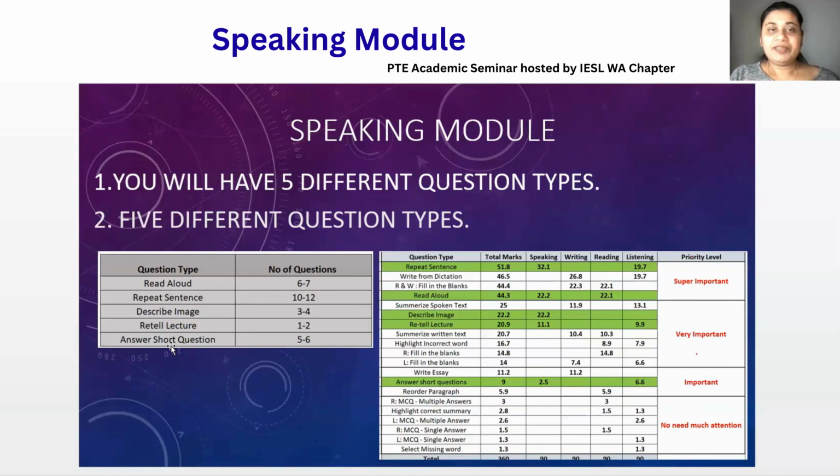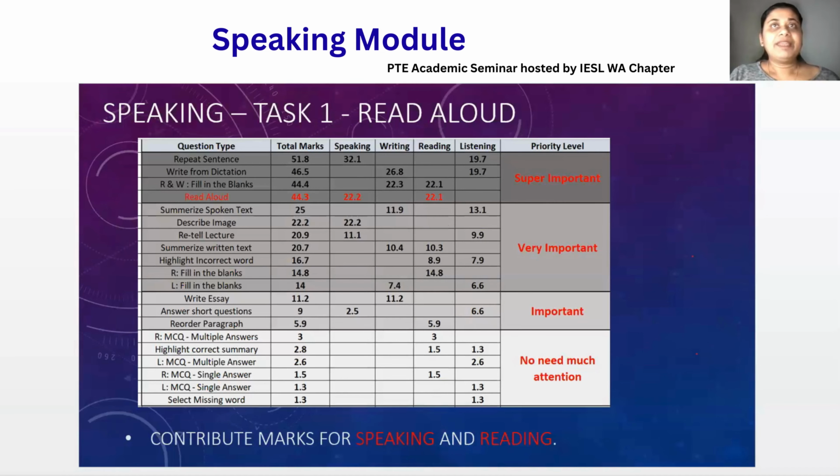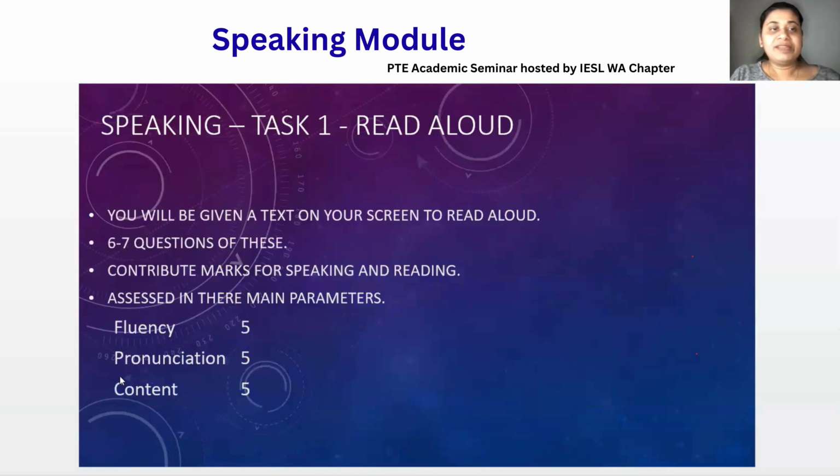You can see here that altogether we have 5 different questions. Let me start with the first question type, which is read aloud. Read aloud contributes marks to both speaking and reading, roughly 22 points each. This is what I told you before, that this test has an integrated scoring system. So this task is really important. Now let's discuss a bit more about how you can approach this question. You will first be given a text on your screen and you have to read it aloud.